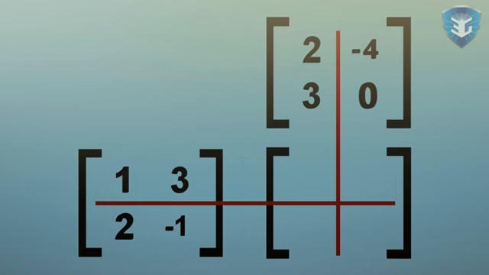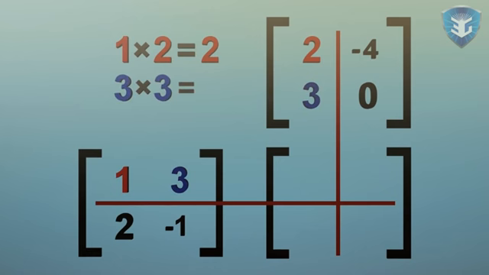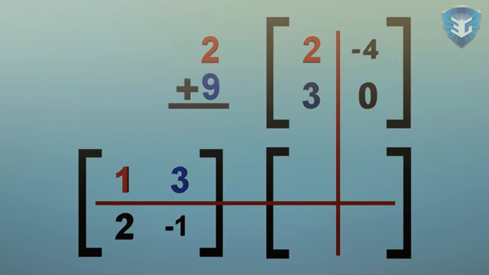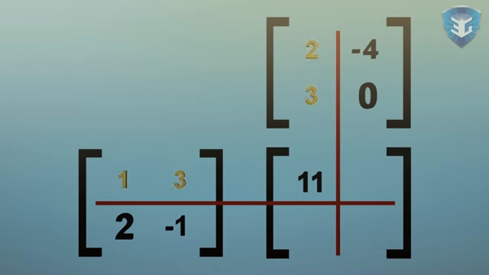Now, look at the first row of the first matrix and the first column of the second matrix. See how there's two numbers in each? Multiply the first number in the row by the first number in the column. 1 times 2 is 2. Now do the next ones. 3 times 3 is 9. Now add them up. 2 plus 9 is 11. Let's put that number in the top left position so that it matches up with the rows and columns we used to get it. See how that works?